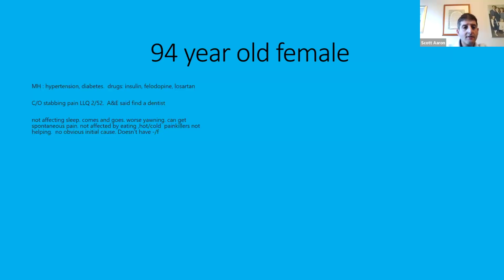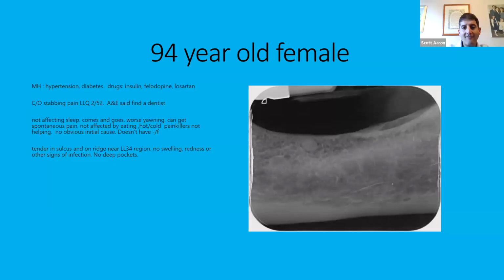Okay. So, patient here, it's not affecting sleep. Pain comes and goes. It's worse when she yawns. She can get pain for no reason, not affected by eating, hot, cold. Painkillers don't seem to help. There's no initial cause, no anything like, oh, it started when I did X. She doesn't have a lower denture. Tender in the sulcus and on the ridge near lower left 3/4. There's no swelling, no redness, no other signs of infection. There's no deep pockets. I haven't done endofrost because the only thing that's there is a root.